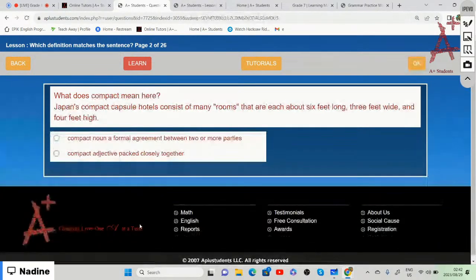What does compact mean here? Compact. Japan's compact capsule hotels consist of many rooms that are each about 6 feet long, 3 feet wide, and 4 feet high. So Japan's compact capsule hotels consist of many rooms. Compact is a formal agreement between two or more parties, or packed closely together.